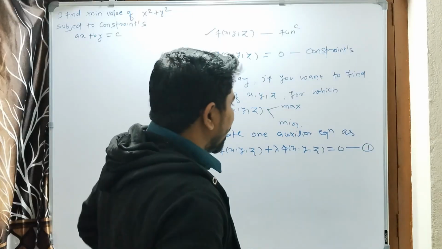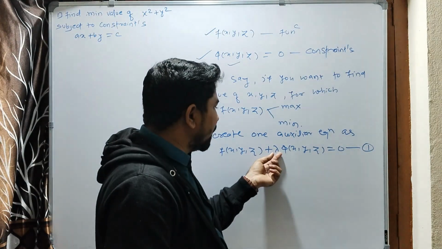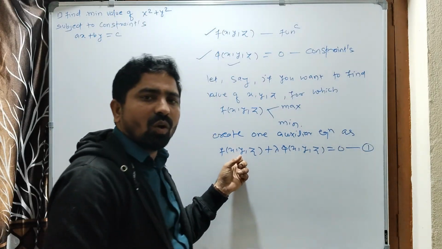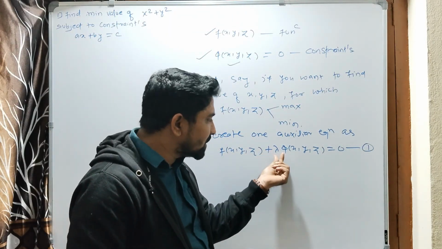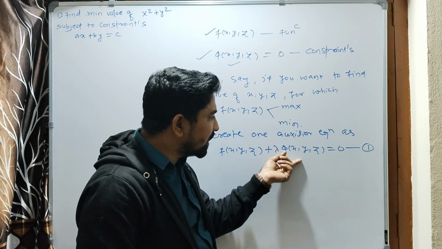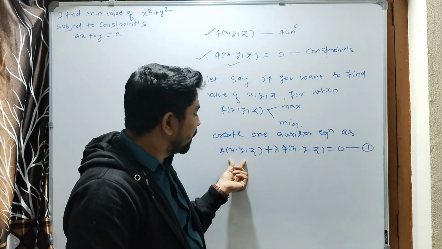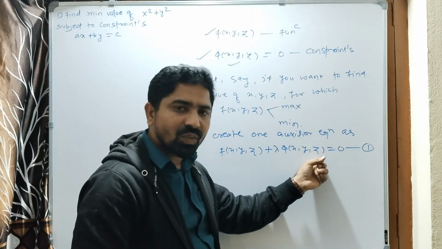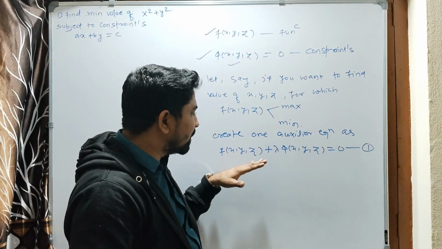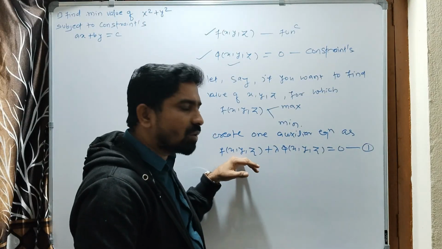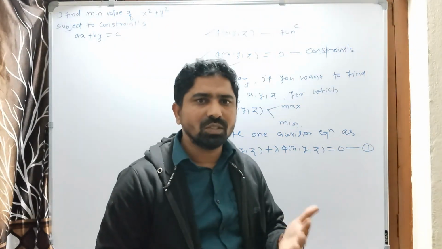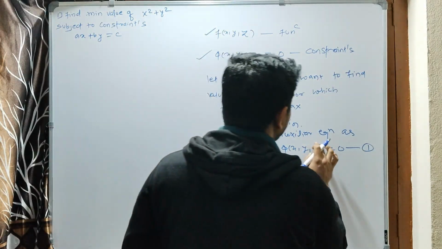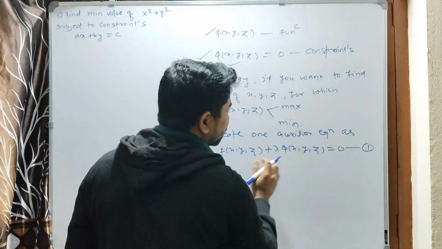If lambda is bigger, your constraint has more effect on your objective function, and if lambda is less, this means that your constraint has less effect on this objective function f of x, y, z. This is the use of Lagrange's multiplier lambda in the auxiliary equation.